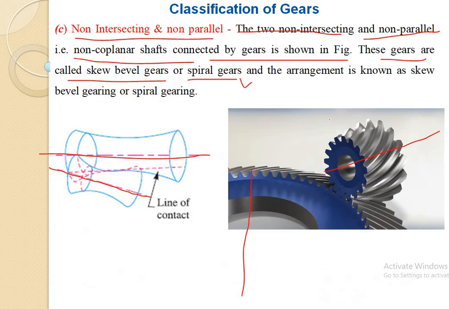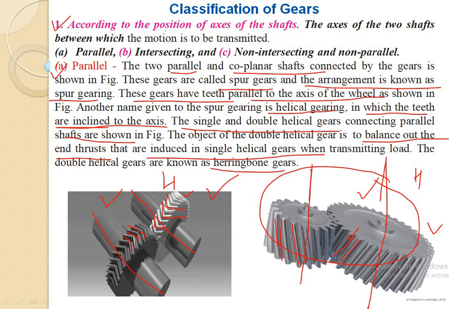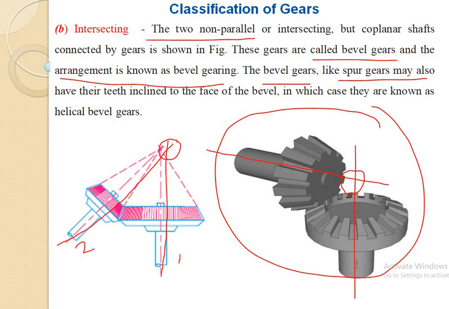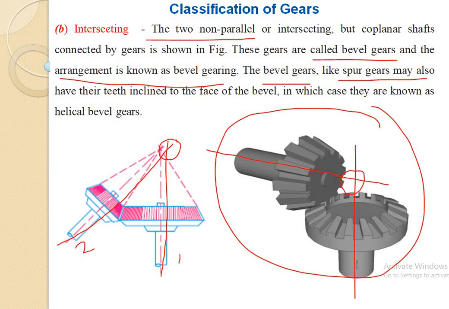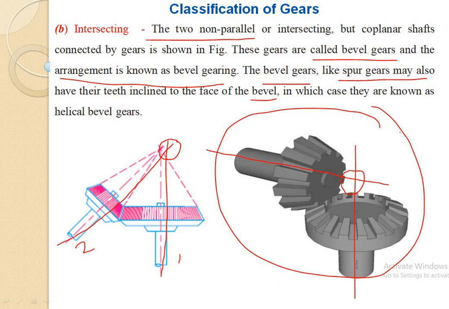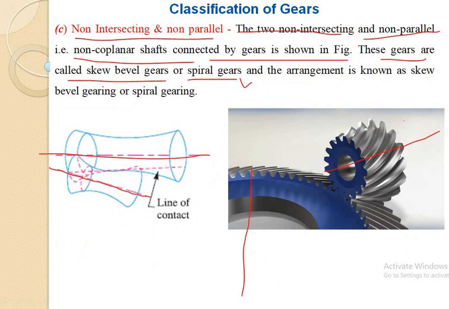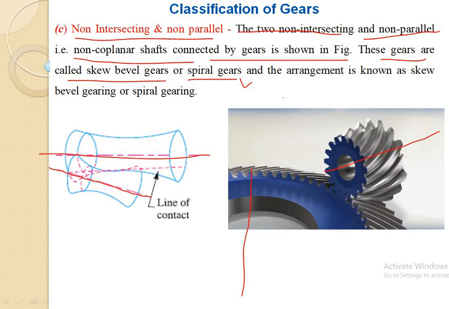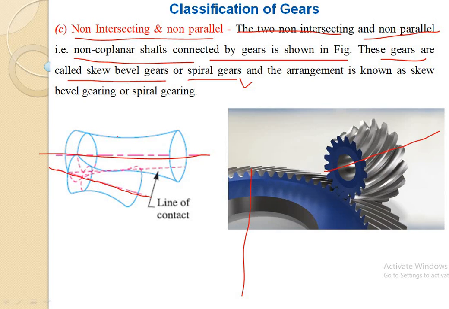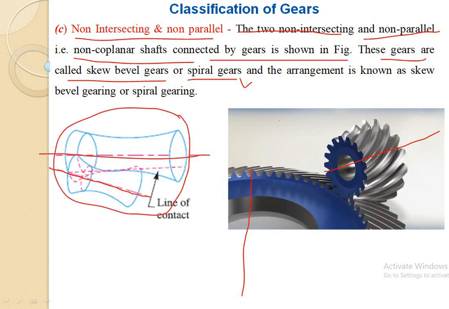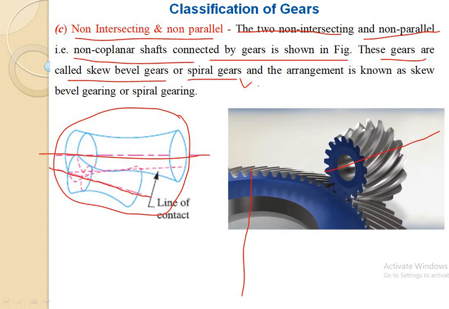So in classification of gears, we have seen according to the position of axis of shaft. If the axis of shaft is parallel, then there are three gears: spur gear, single helical gear, and double helical gear. Then the next type, depending upon the position of axis of shaft: non-parallel and intersecting. These are known as bevel gears. Third subtype: non-parallel, non-intersecting. These are known as spiral gears. This is the first major classification.